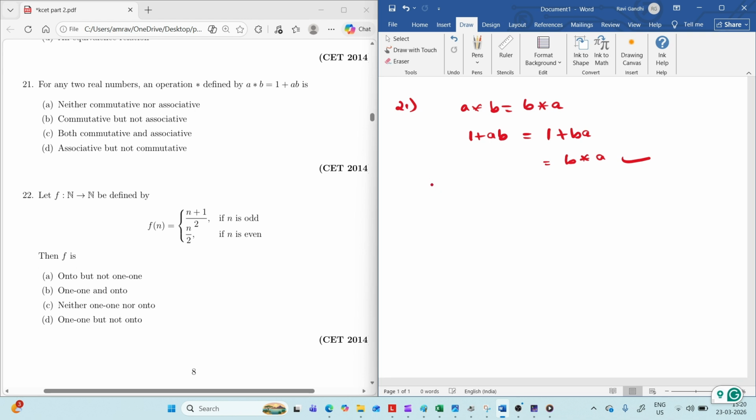So next moving on to associative, A star B star C should be equal to A star B star C.